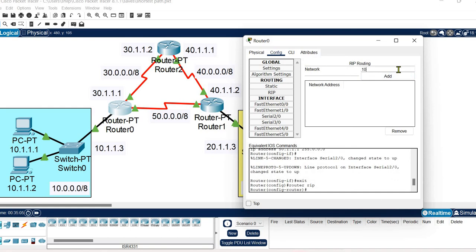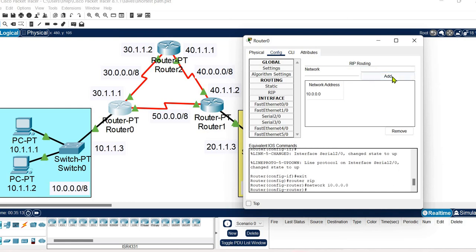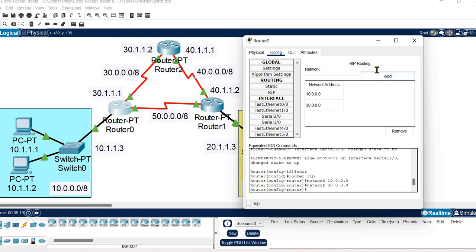It is connected to 10.0.0.0, and simply add this network. So it is added. Now the next network we need to add is 30, and the last network router 0 has a direct connection to is 50. So router 0 is connected to network 10, 30 and 50.